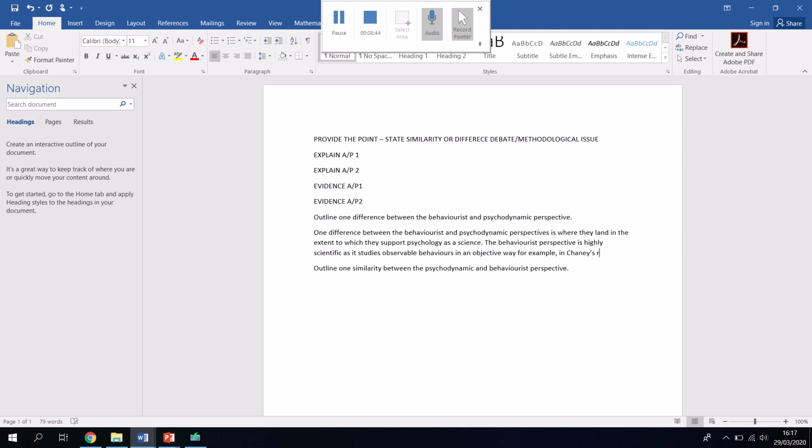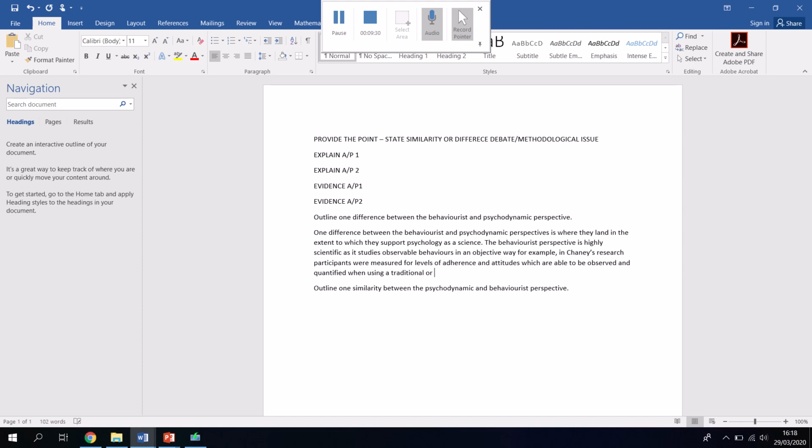In Cheney's research, participants were measured for levels of adherence and attitudes which are able to be observed and quantified when using a traditional inhaler or funhaler. Okay, so that is my point, my explain one and evidence one.